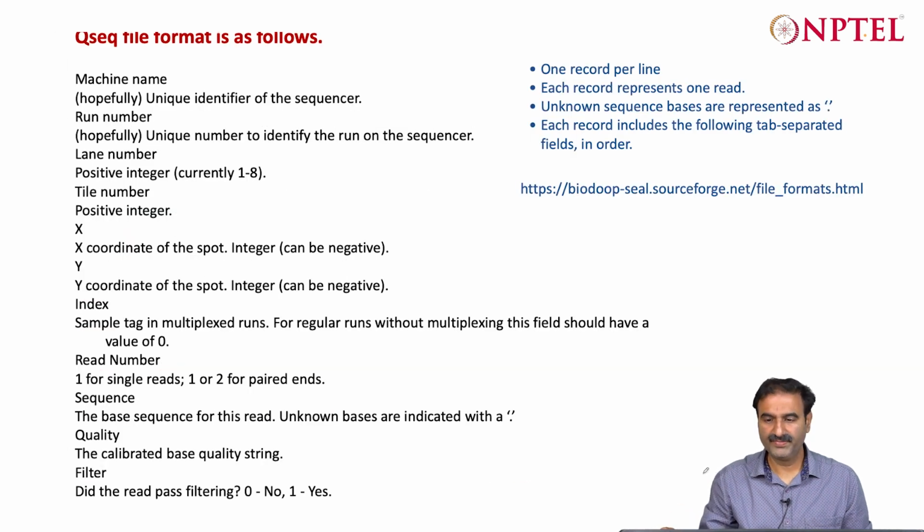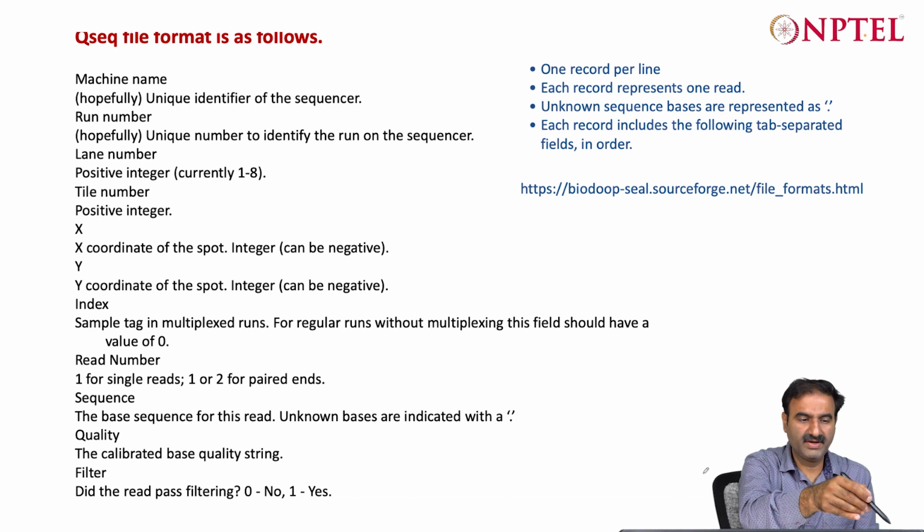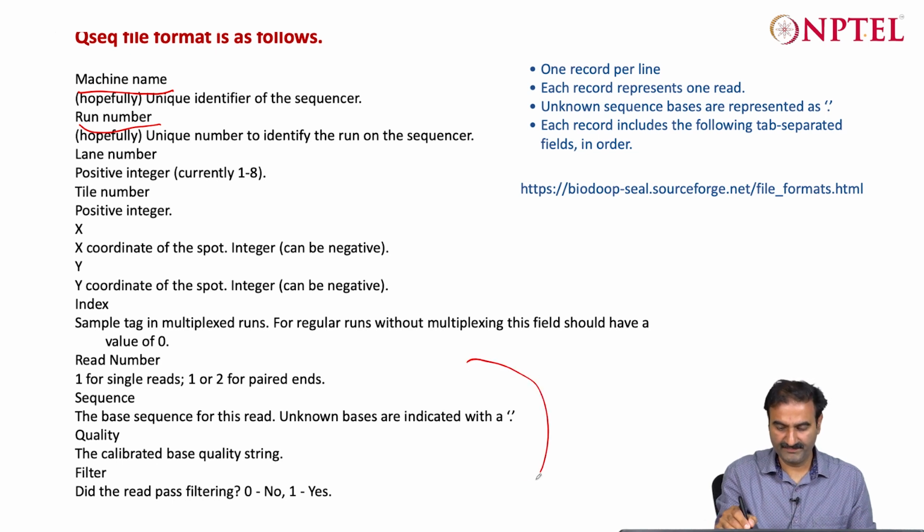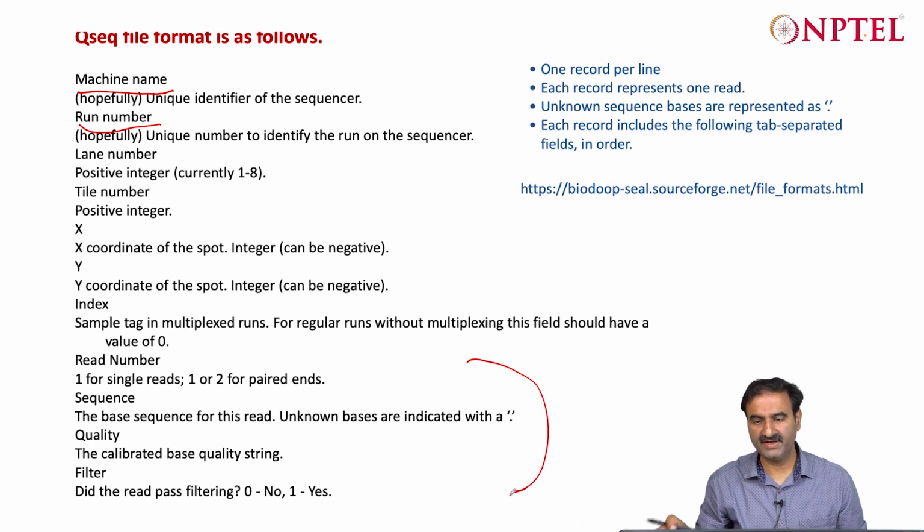Similarly, to explain further: machine name, run number, which is the unique identifier of the sequencer and the run on the sequencer, then lane number, tile number, coordinates and the sequence quality, which we have mentioned. There has to be one record per line, and each record represents one read. So this is the QSeq format, which is one of the common formats.